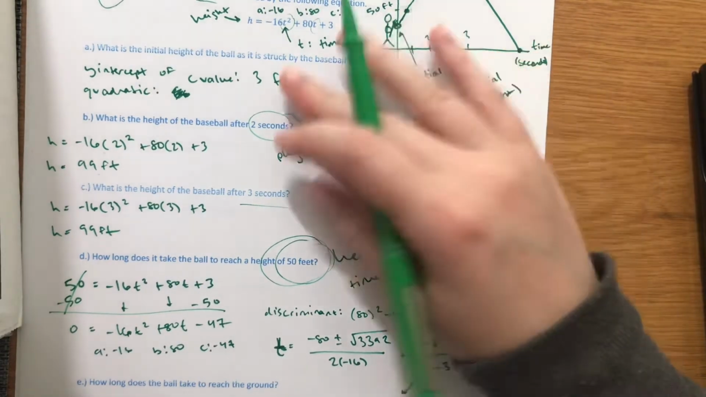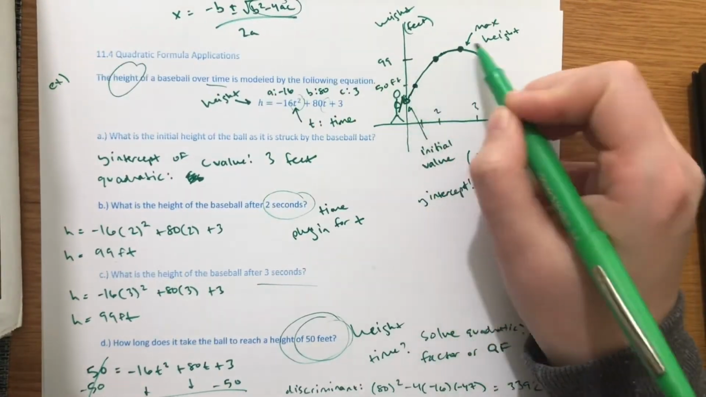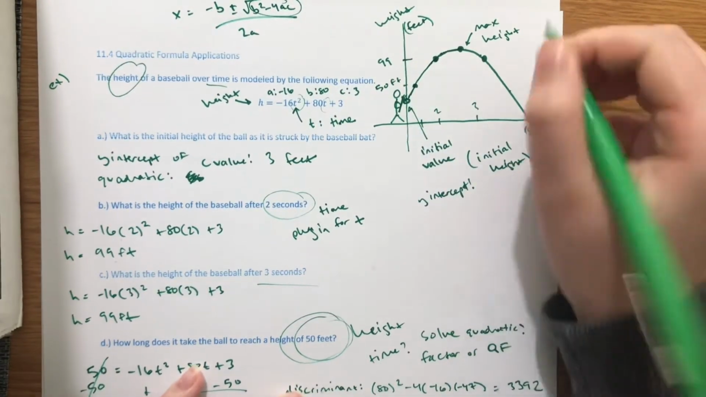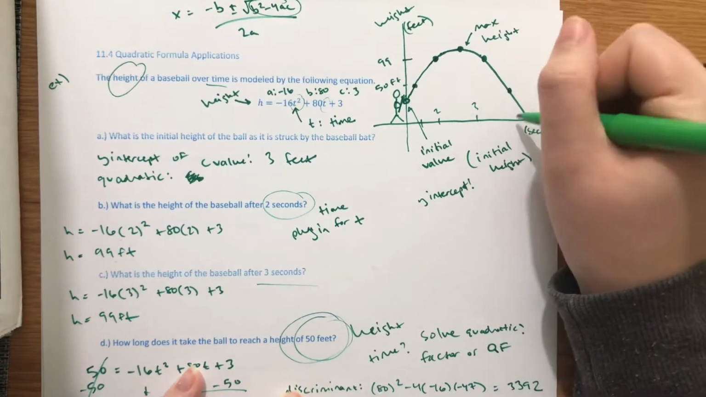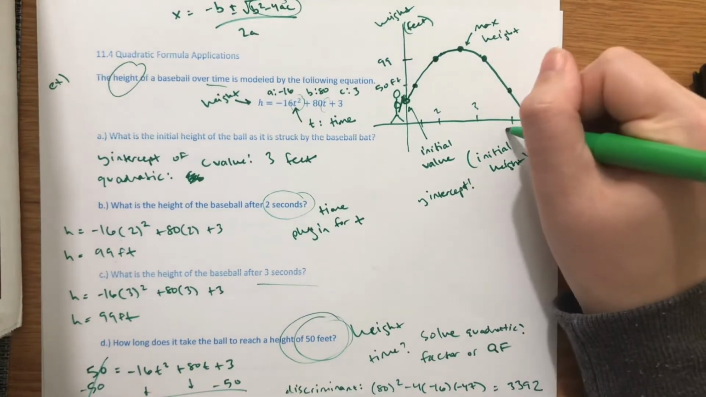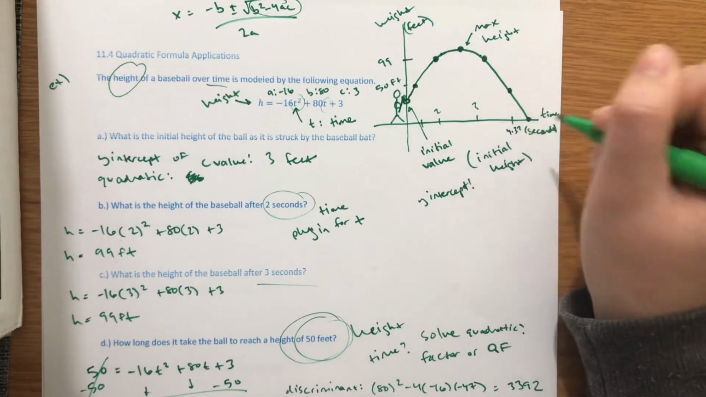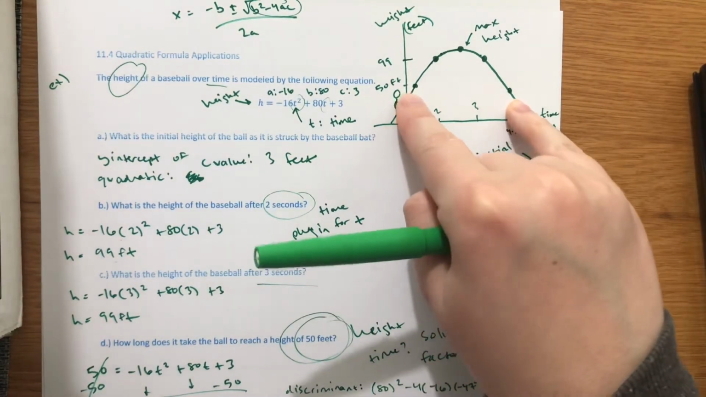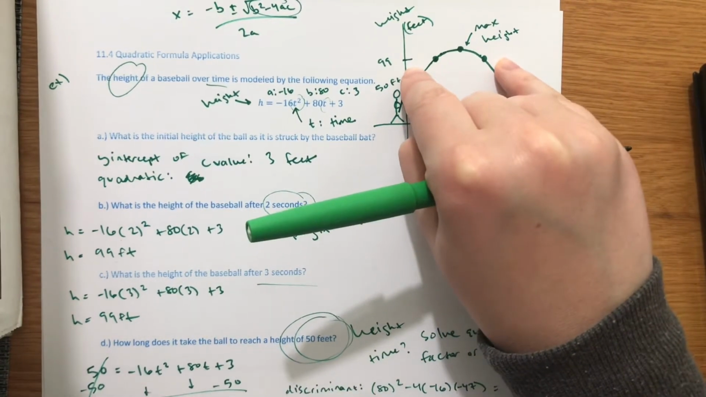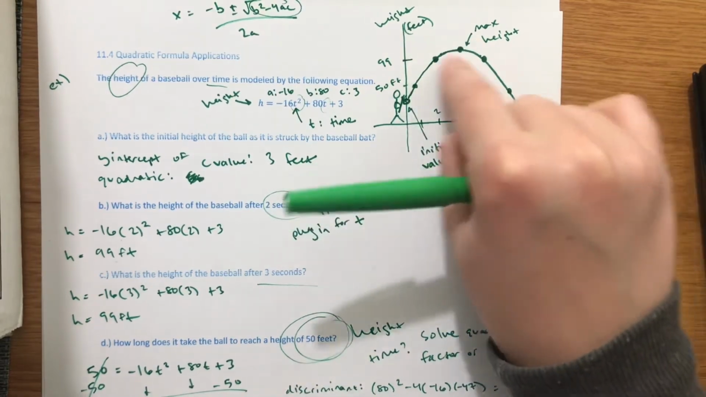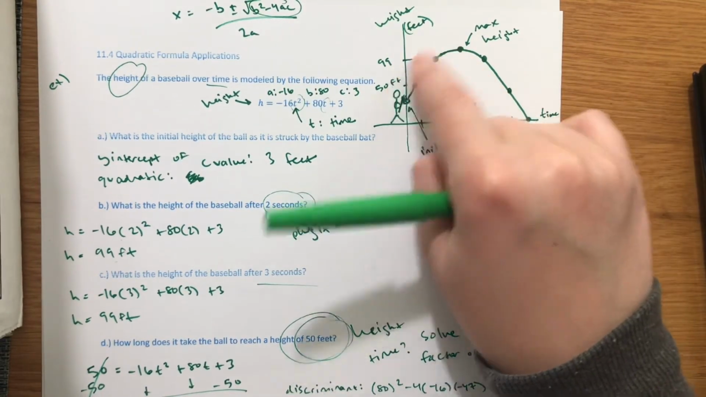Remember, the ball hits 50 feet on its way up and also on its way down. Here's 50 feet on the way down, and this is at about 4.32 seconds. So there's 2 spots where it hits 50 feet. There's 2 spots where it hits 99 feet. There's 2 spots where it hits everything underneath the maximum height.